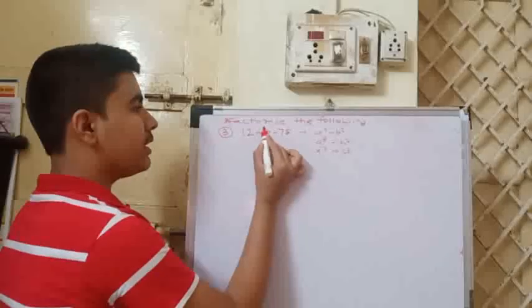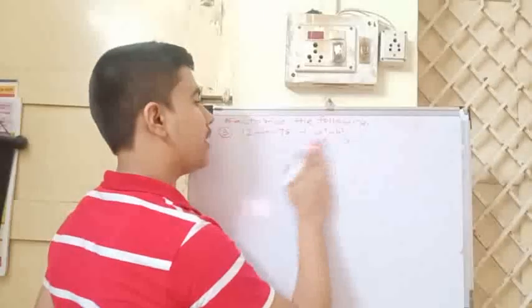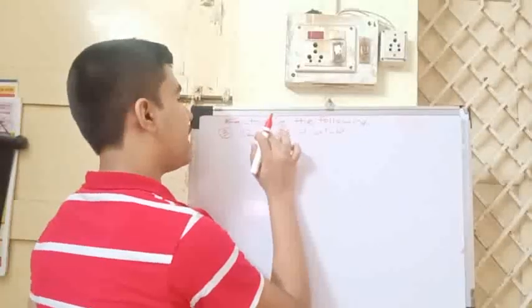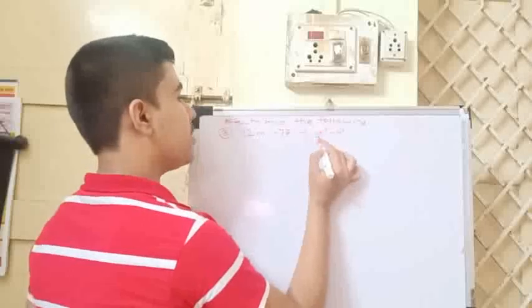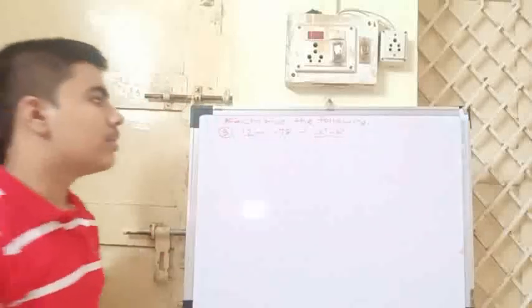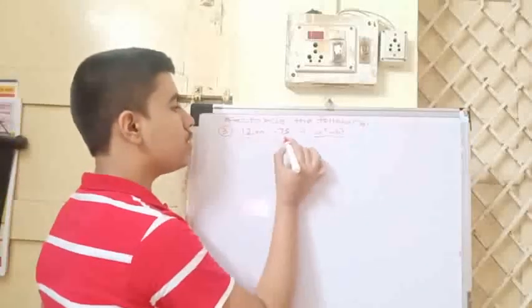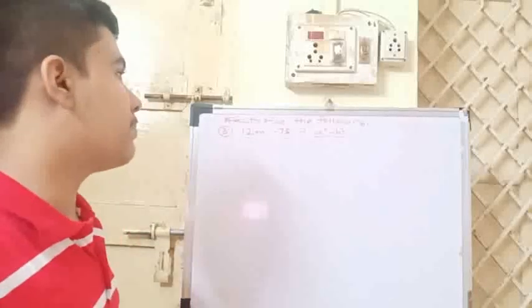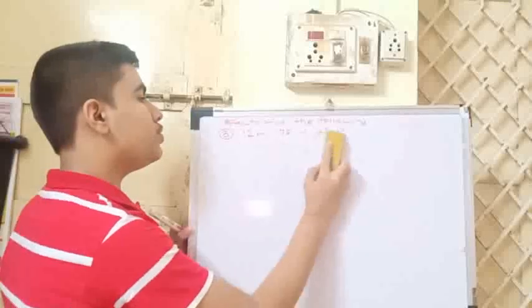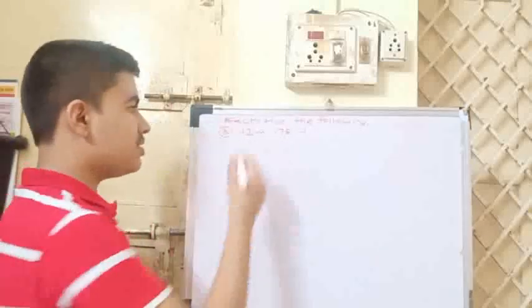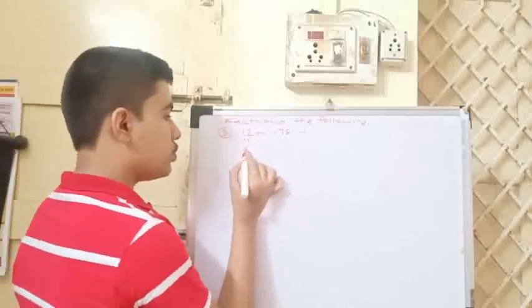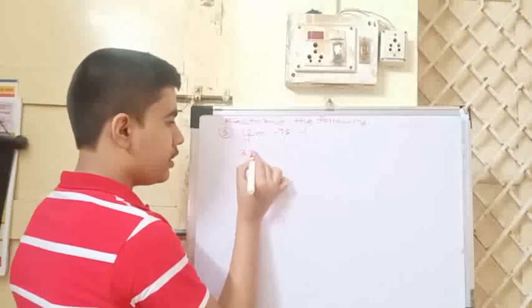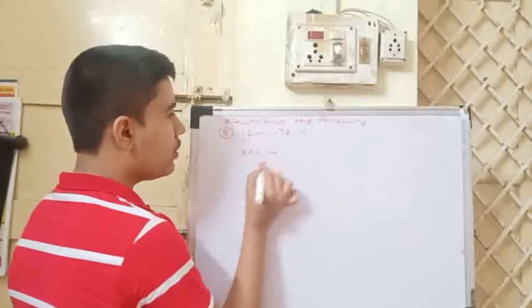But here we can see that there is a square, so we can't take those two, and the identity which is remaining is a square minus b square. But if you see here, 12 is not a square and even 75 is not a square. So what to do at that time? First you break this number into two parts. If you break it, it will be 3 into 4.